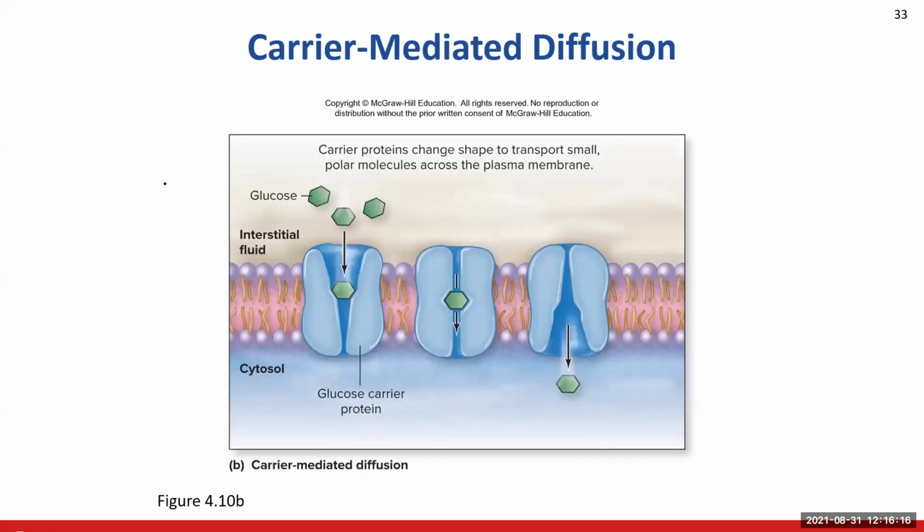So here you go. I should have done this. So you can see how it's changing shape. Here, and then again here, and then again here. And it changes shape to facilitate the movement of that molecule across the plasma membrane based on the concentration gradient. So obviously in this example, there's more glucose outside the cell, and so we want to move it inside the cell.